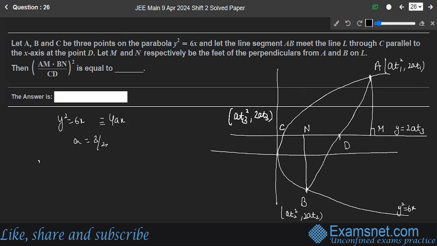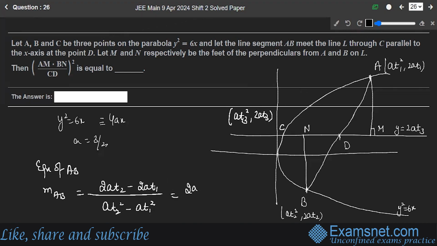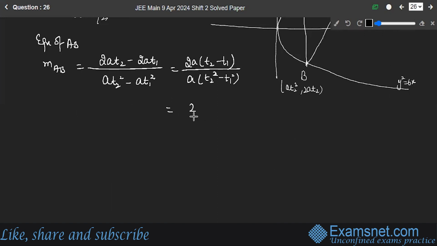So let's frame the equation of AB. For that, let's find out the slope of AB. I have got the A and B points. So this will be given by 2at2 minus 2at1 divided by at2 square minus at1 square. So here you will have this, and the denominator will have this, right? And after doing the cancellations, you will be left with 2 upon t1 plus t2. This is the slope of AB.